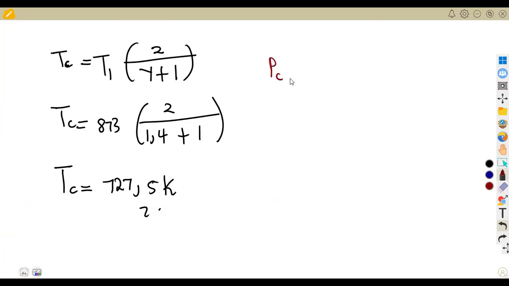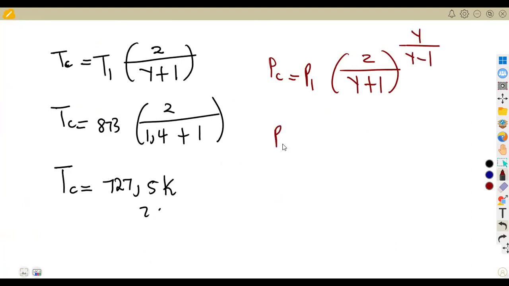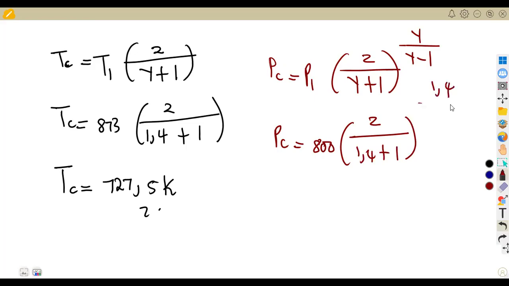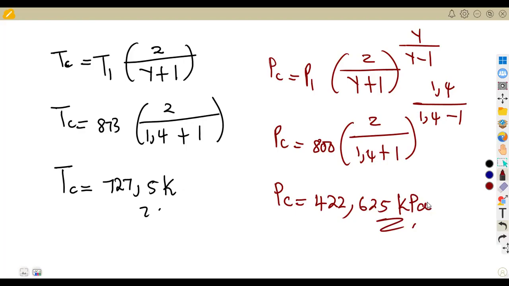So it states that PC is equal to P1 into 2 over gamma plus 1, all to the exponent of gamma over gamma minus 1. So there we're just substituting our values as it is. Remember, P1 was given as 800, guys. This is 2 over gamma, which is 1.4, plus 1, to the exponent of gamma, which is 1.4 over gamma minus 1, that's 1.4 minus 1. So this will give us the pressure at the throat, and that will be something like 422.625 kilopascal. Okay, so that is the idea of the question.